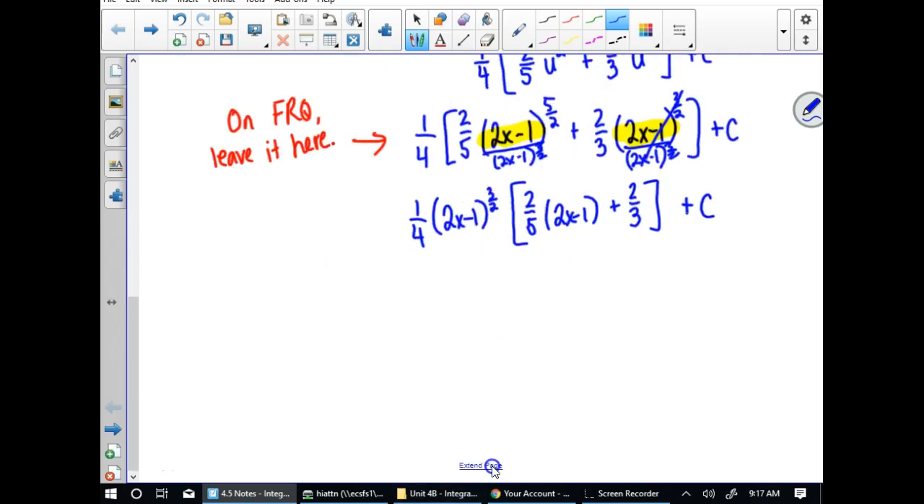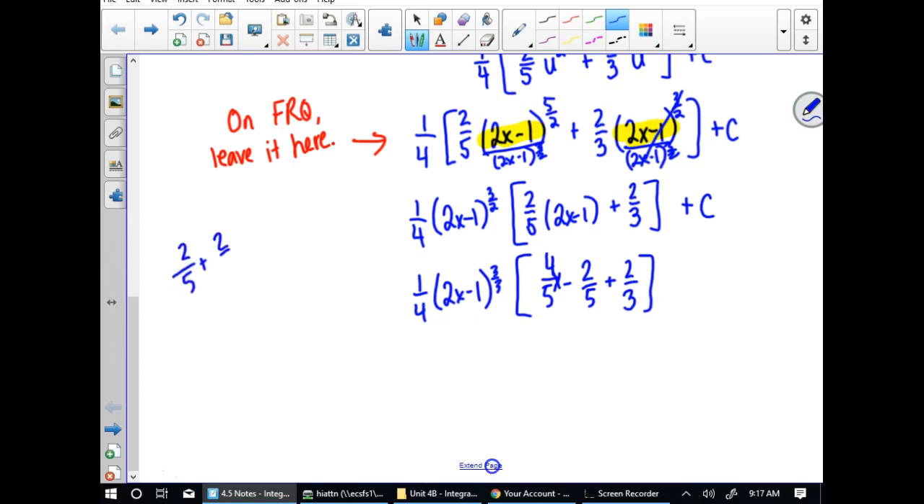And then you can distribute. So you got 1/4 times (2x minus 1) to the 3 halves. And we'll get 4/5 x minus 2/5 plus 2 over 3. And then we need to add 2/5 and 2/3, so 15 would be our common denominator. So that would give us 6 over 15 plus 10 over 15, so we get 16 over 15.